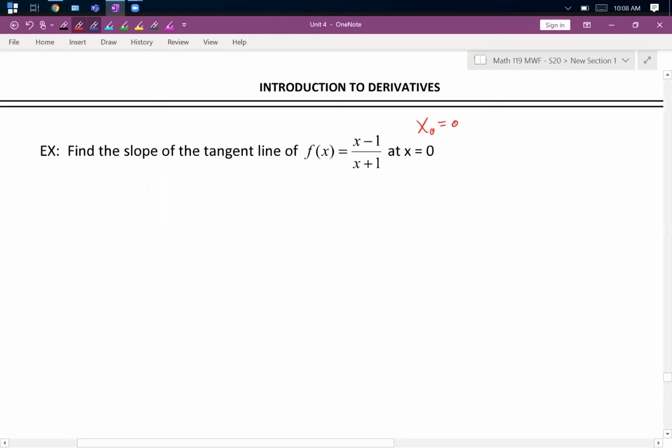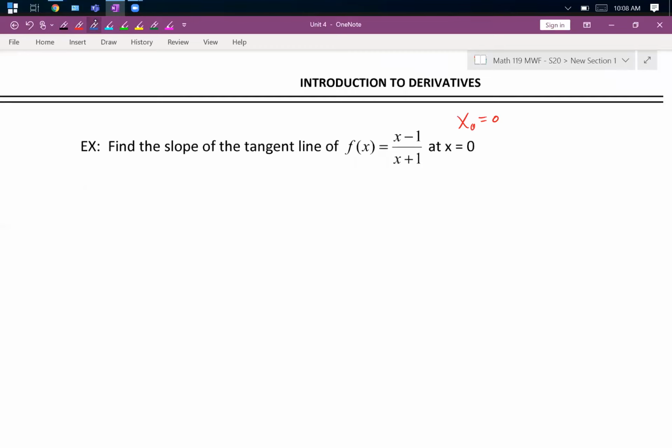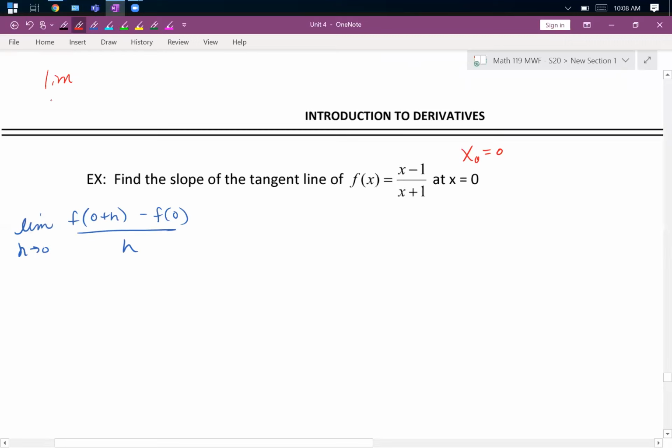Sometimes it's x1. To find this slope, we're going to be looking for the limit as h approaches 0 of f of 0 plus h minus f of 0 all over h. And maybe I should have had the step before that, where we're finding the limit as h approaches 0 of f of x plus h minus f of x all over h. Again, this is the same as the one we had before where we had the subscripts of 0. It's just they didn't write the subscripts of 0 this time.